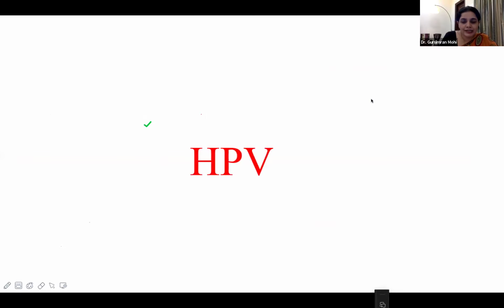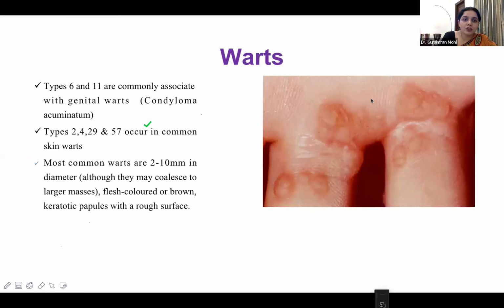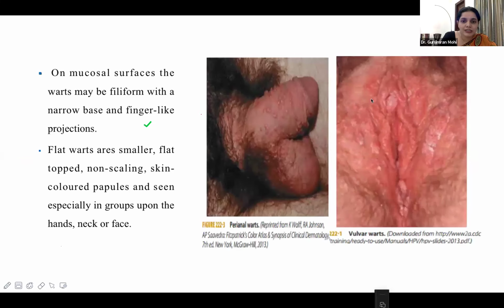So next is the HPV infection. Most commonly HPV causes warts. The papillomaviruses, which produce human warts, are DNA viruses, and most commonly they cause common warts, plantar warts, or condyloma acuminata. These warts are most commonly caused by type 6 and type 11, and other types can also cause warts. These are pictures of the perianal warts and the vulvar warts that you can see.